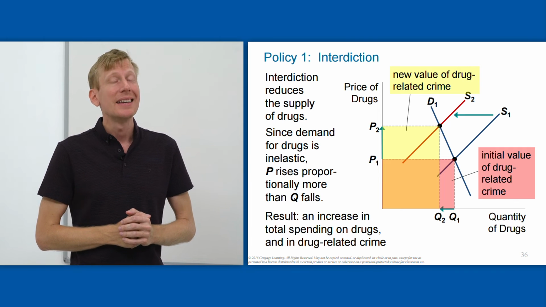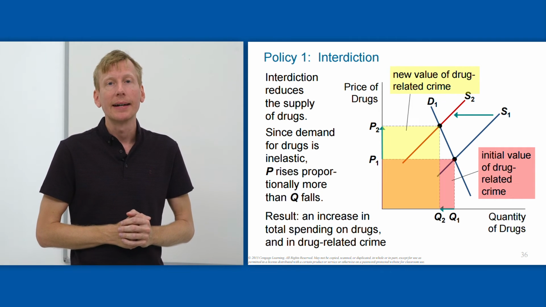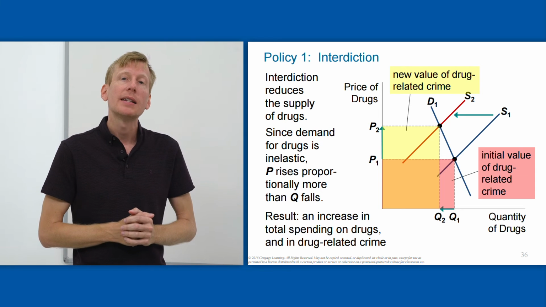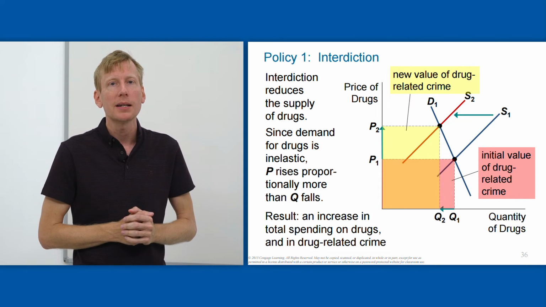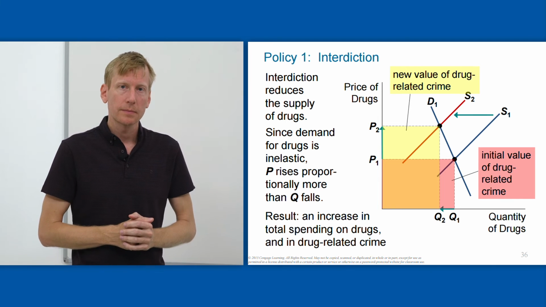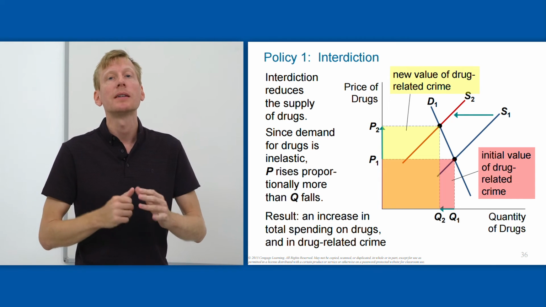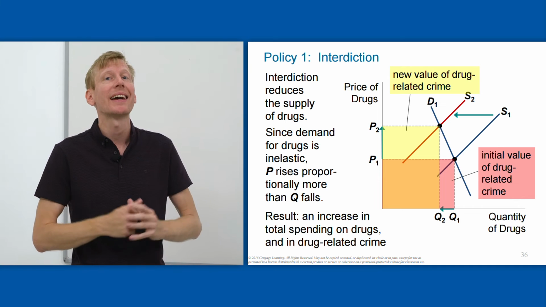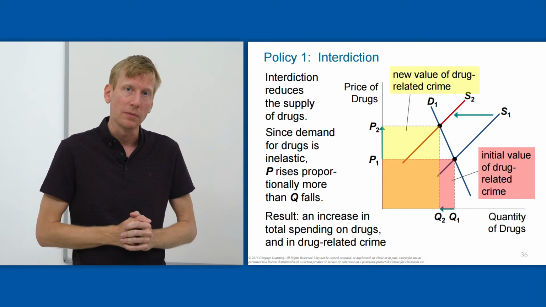And the result is that the rectangle indicating total revenue spent on heroin is actually larger after the drug interdiction policy is put in place than it was before. That means more money is being spent on heroin than was being spent before, even though less heroin is available on the market and less heroin is being consumed.